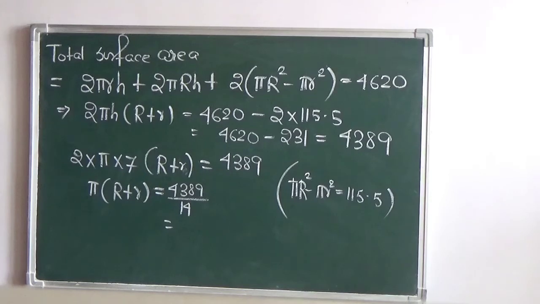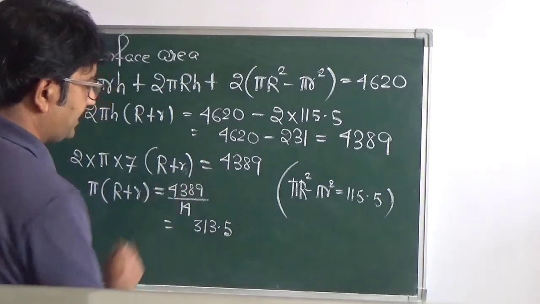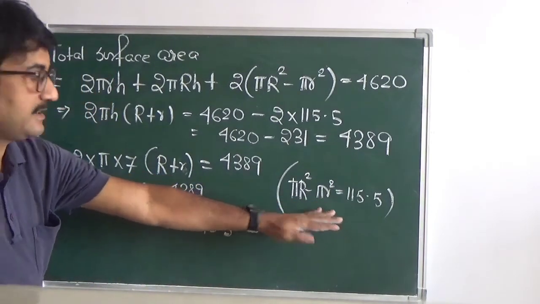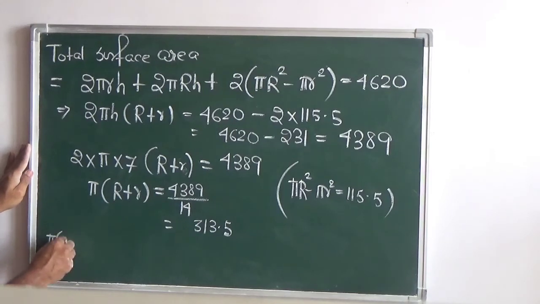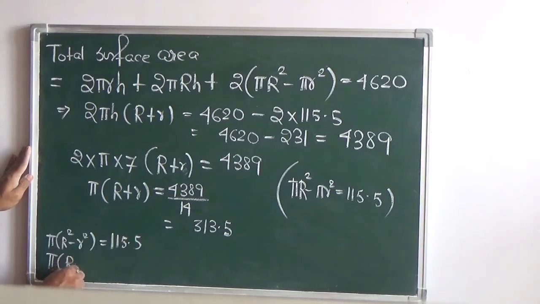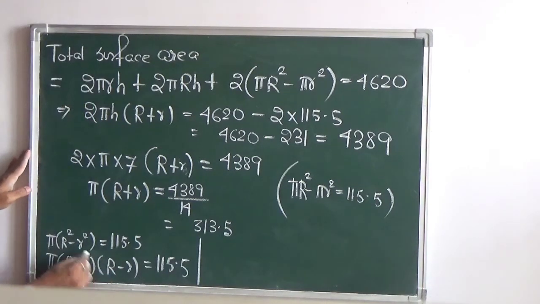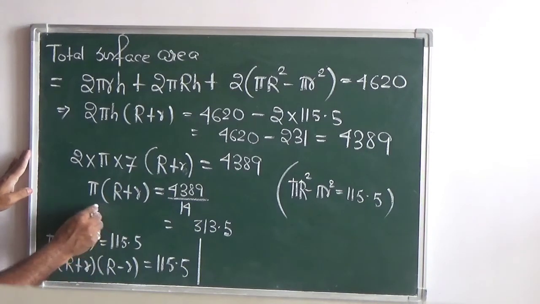So it is 4389 divided by 14, which is 313.5. This is the value which is coming. Now we will use this. We have pi into R square minus r square is 115.5. We can write this as pi into R plus r into R minus r, that is 115.5. So we now know this whole value, pi into R plus r, which is obtained here.